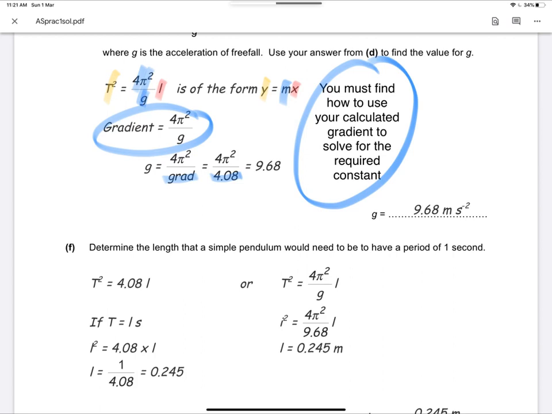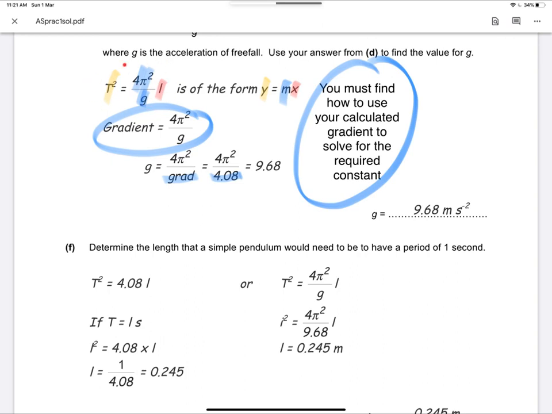Once you've calculated the gradient, you are expected to then use that number, which is basically the average trend of the data, to calculate a nice accurate value for any constant in the experiment. In this experiment, you're asked to find little g, the acceleration due to gravity on Earth.